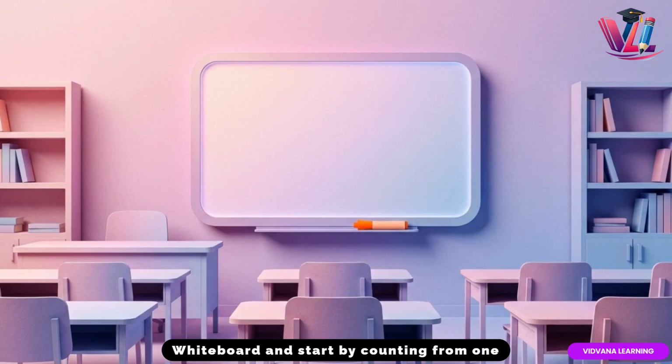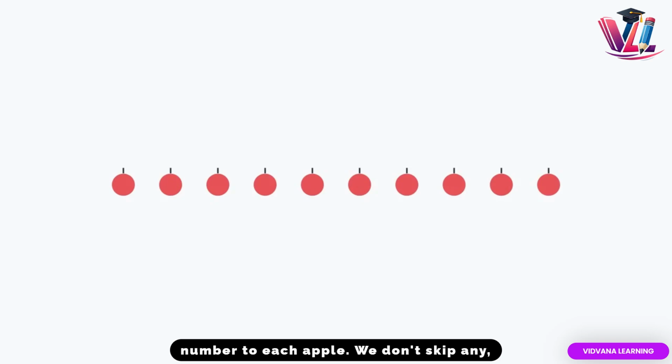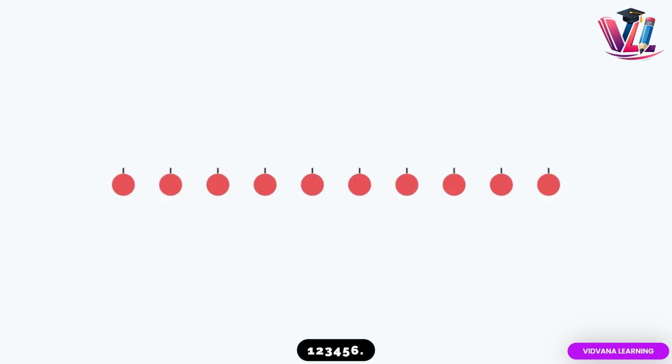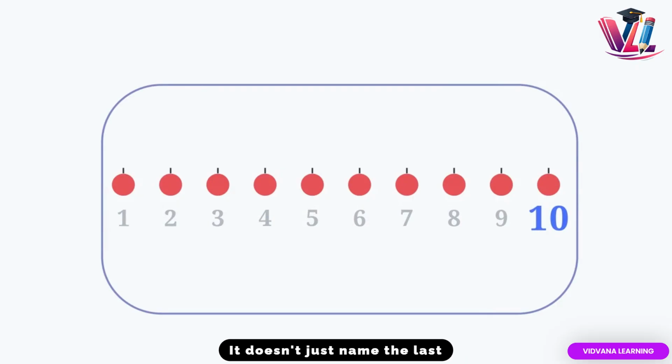Let's look at the magic whiteboard and start by counting from 1 to 10. Watch how we assigned exactly one number to each apple. We don't skip any, and we don't count the same one twice. 1, 2, 3, 4, 5, 6, 7, 8, 9, 10. That last number we said, 10, is a very important one. It doesn't just name the last apple in the row, it tells us the total amount for the whole group.